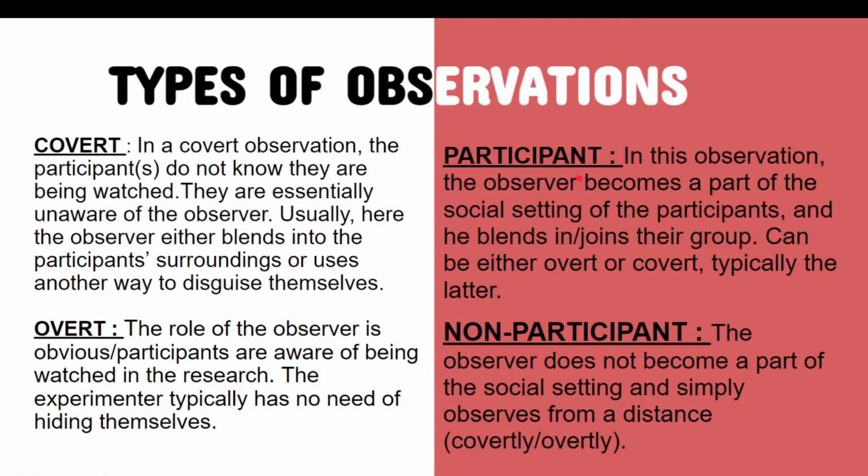Then we come to the role of the observer. There are 2 roles that the observer can take. It can either be participant observation, in which the observer tries to blend into the group of the participants or social situation. For example, if we are observing in a classroom of students, then the observer will place themselves in the same setting and act like a student. It can either be covert or overt.